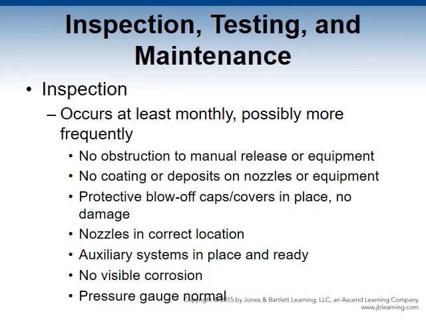Periodic inspections, testing, and maintenance. Inspection. Visual inspection should occur on a monthly basis. Depending on the hazard, frequency of inspection could be greater. Visual inspection verifies that there is no obstruction to equipment or manual releases, no coating or deposit on nozzles or equipment. The protective blow-off caps or orifice covers are in place and not damaged.